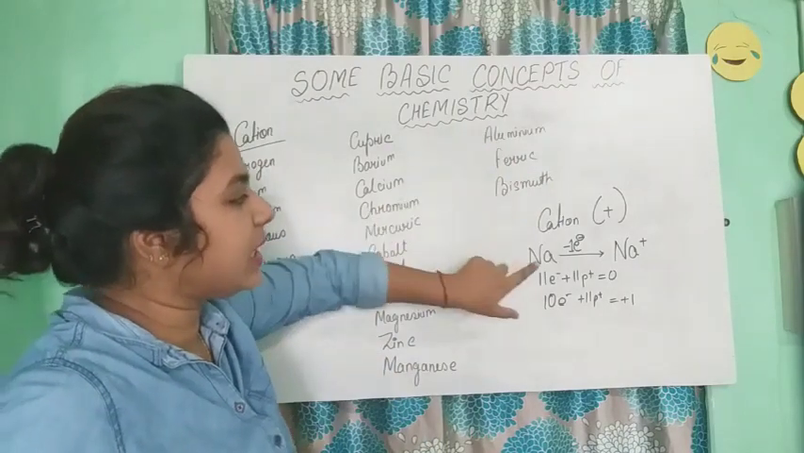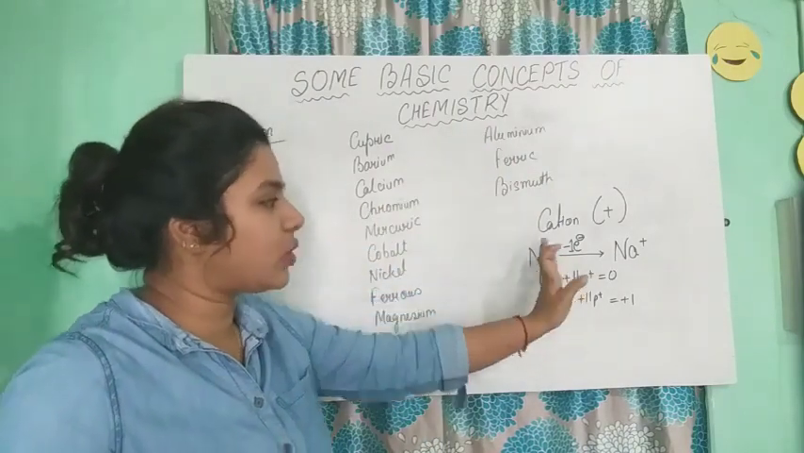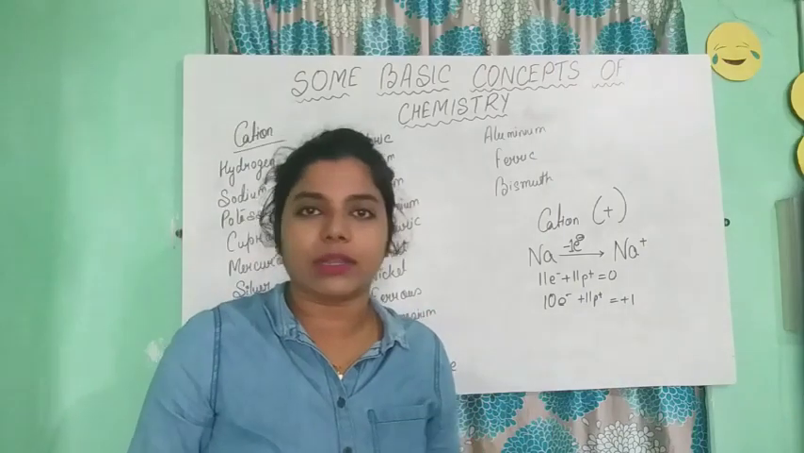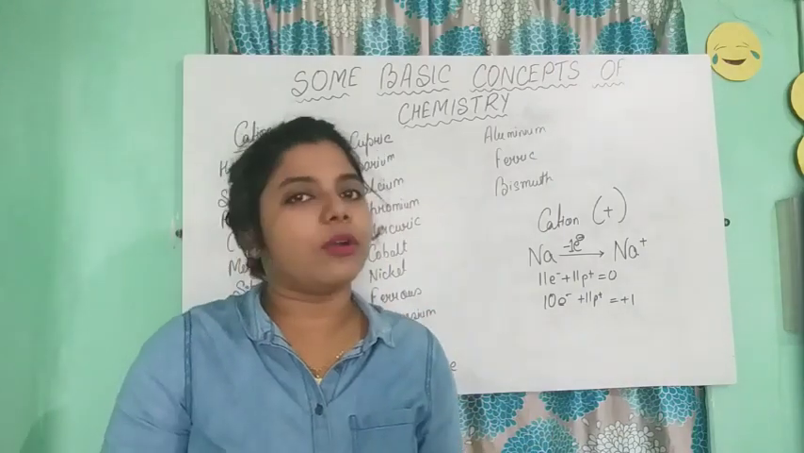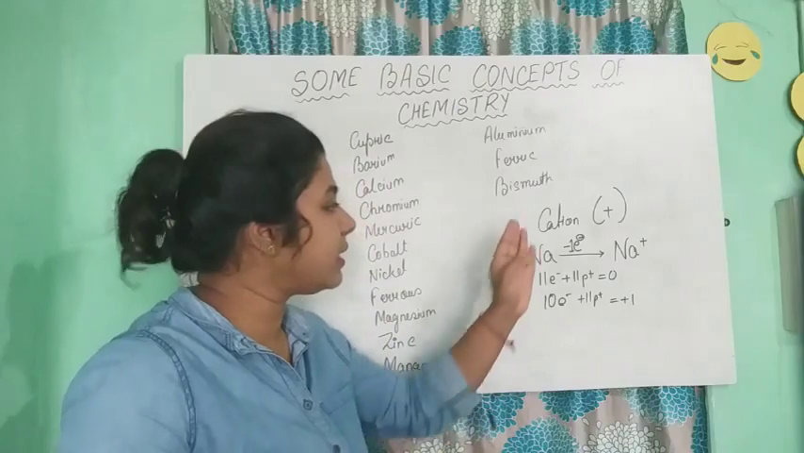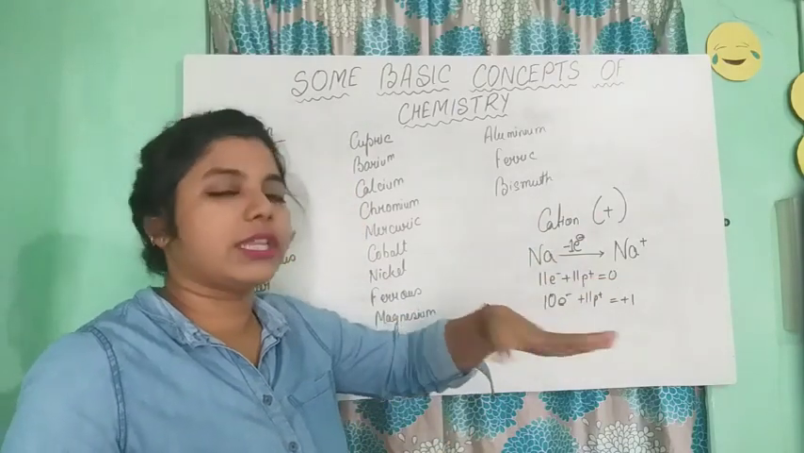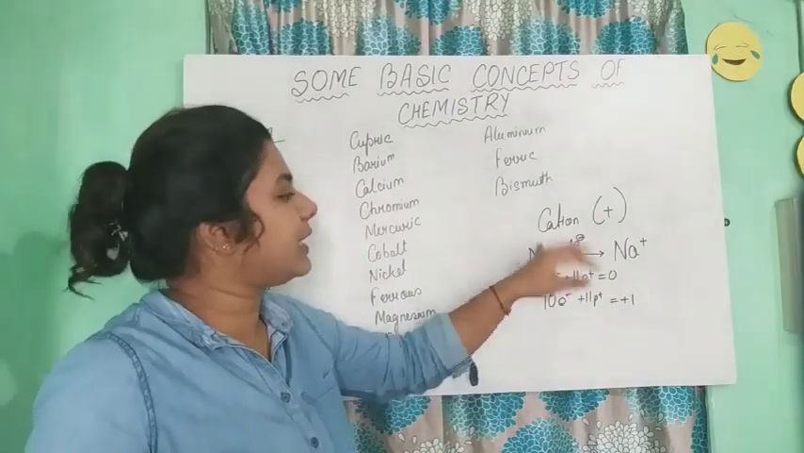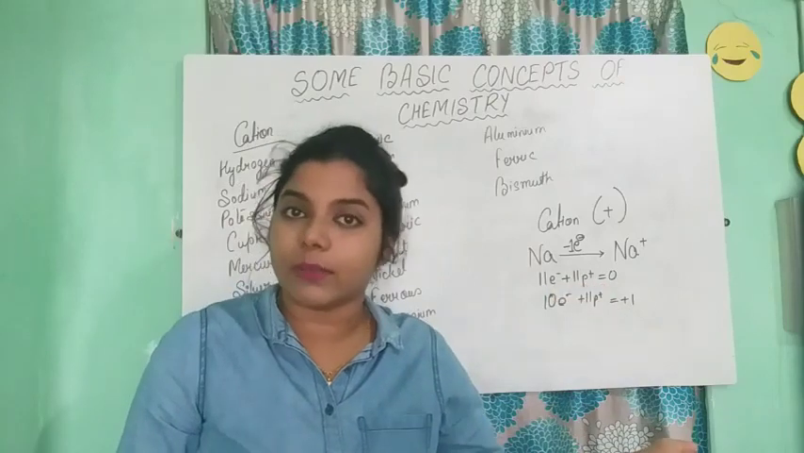Did you understand what I said? When you take from sodium, what does sodium normally have? 11 protons, 11 electrons. Every atom has equal number of protons and electrons in them when it's in a neutral state, right? When it is in the ground state, neutral state, it has equal number of protons and equal number of electrons.